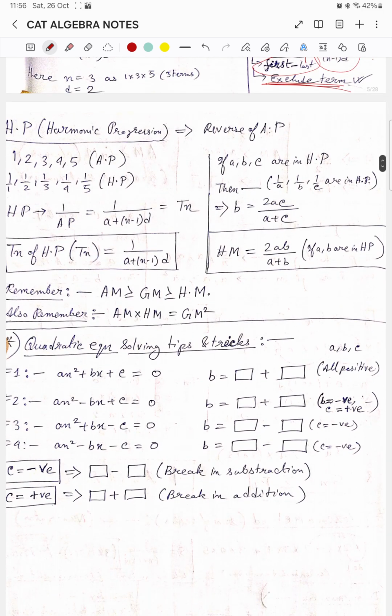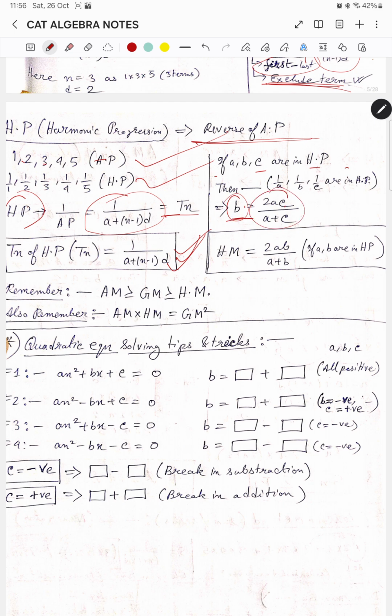And the next one is harmonic progression, which is simply the reverse of arithmetic progression. If 1, 2, 3, 4, 5 is in AP, then 1 by 1, 1 by 2, 1 by 3 is in HP. The nth term of an HP is 1 by a plus n minus 1 into d. This was Tn. If a, b, c are in HP then their reciprocals are in AP, and vice versa. And the harmonic mean is b equals 2ac by a plus c.